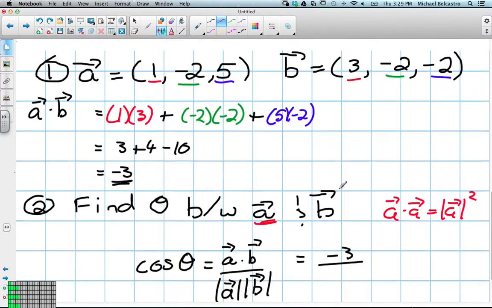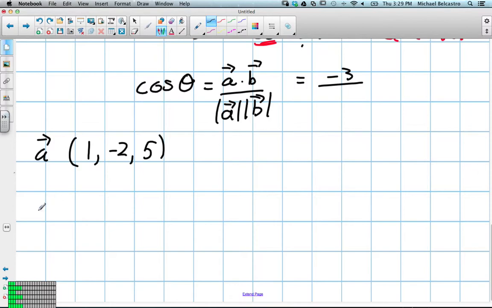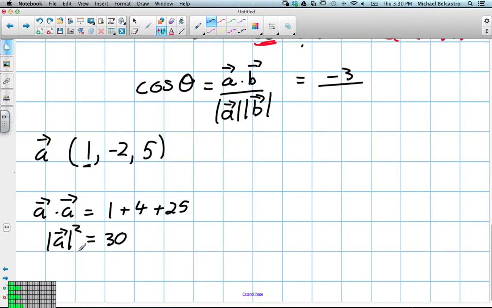So we'll take our components from above, 1, -2, and 5. This is our vector A. To find A dot A, we multiply this by itself, which is 1, then -2 by itself, which is 4, and 5 by itself, which is 25. So the dot product, or the magnitude squared, is 30. So the actual magnitude of A is root 30. Does that idea make sense?